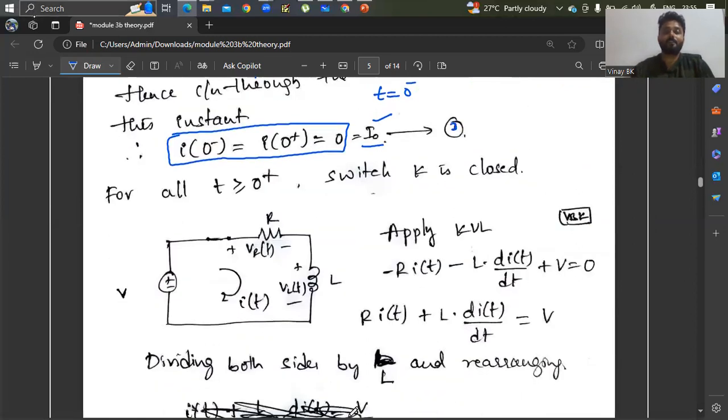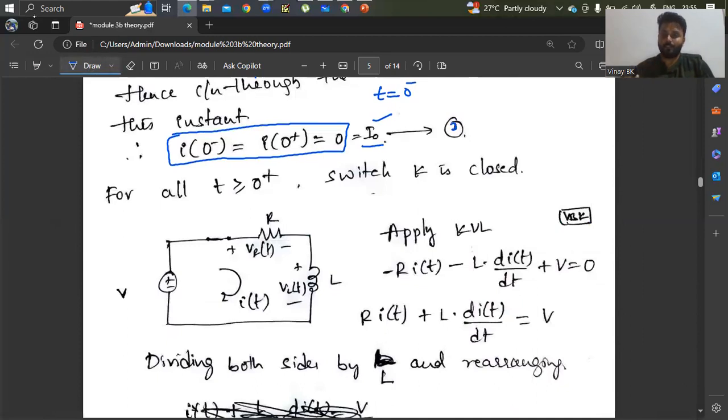As I already told, the current flowing in the inductor does not change whether the switch is closed or open, so that cannot change instantaneously. The current flowing through the inductor before closing the switch will be the same as after closing the switch. You are defining that as I naught, before closing, when t equals to 0 minus.